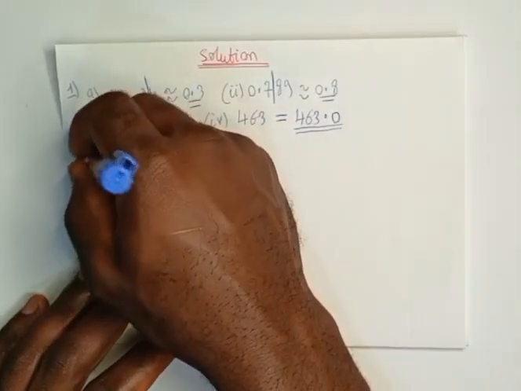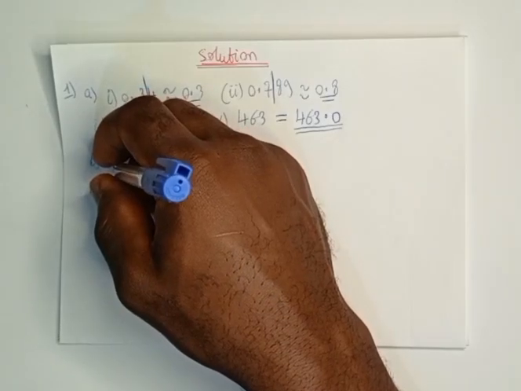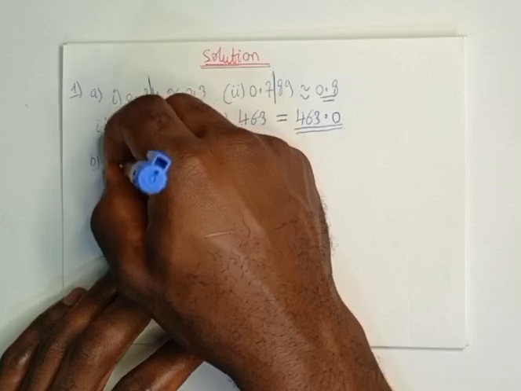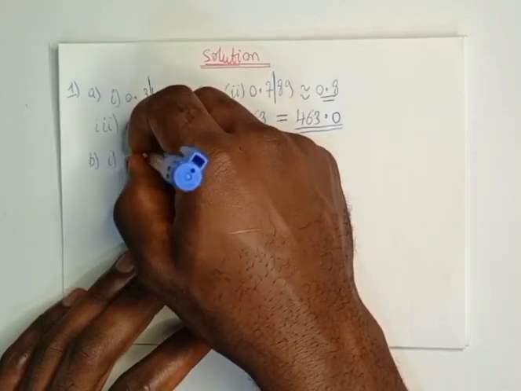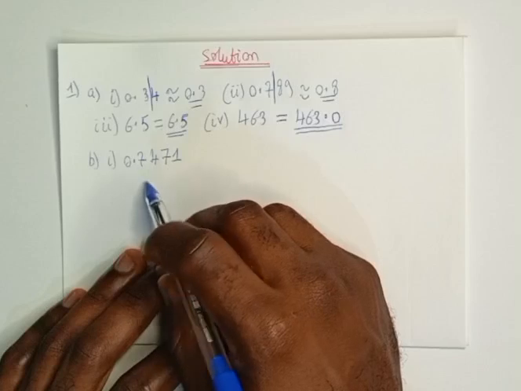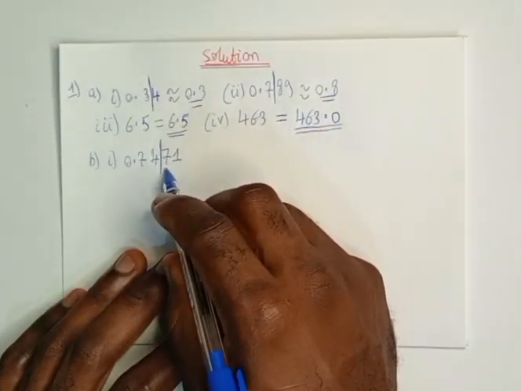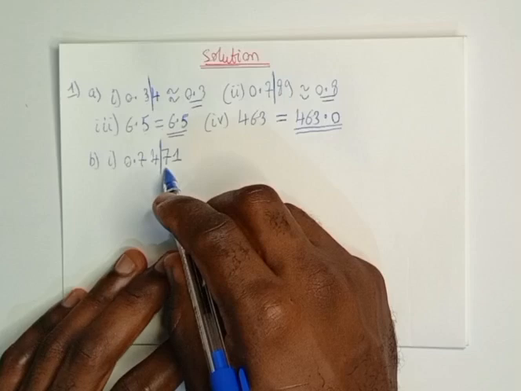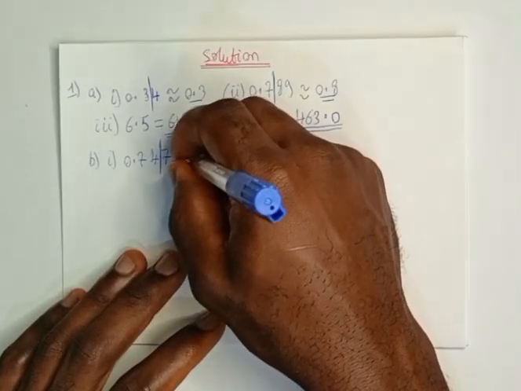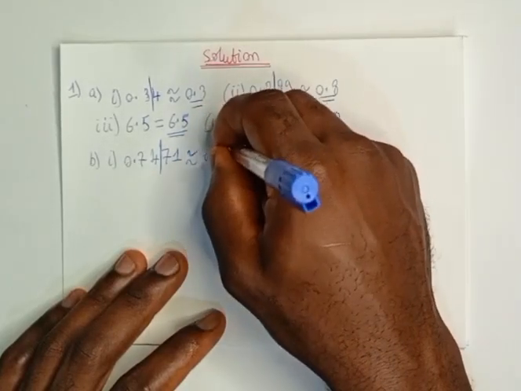We go now to question B. For B, we have to express the numbers to two decimal places. For i, we have the number 0.7471. So two decimal places, 1, 2. We round off. 7 is greater than or equal to 5. It is rounded up to 1. We add the 1 to this 4. And this will be approximately 0.75.